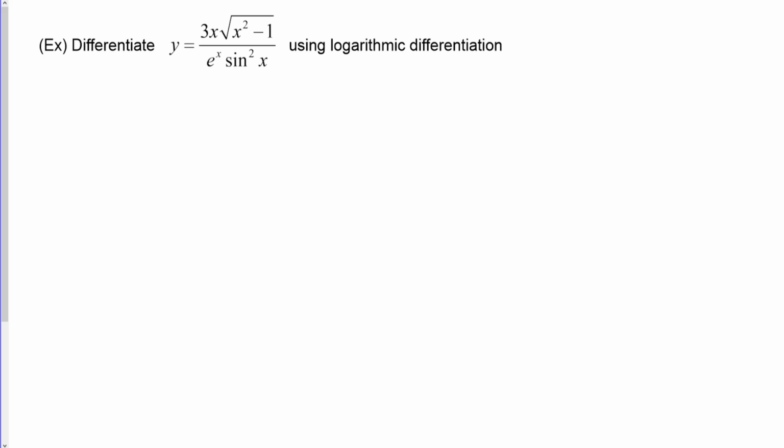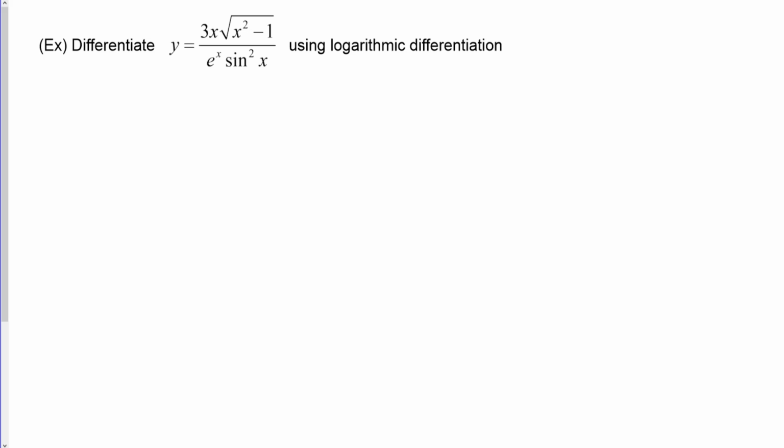Here is a bear of a function if we were going to differentiate this thing as it is. So y equals 3x times the square root of x squared minus 1 all over e to the x sine x squared. Now, this involves a quotient rule, multiple product rules, and multiple chain rules. It really would take an extremely large amount of algebra and a long time in order to get this to work out. This is where logarithmic differentiation is really helpful.